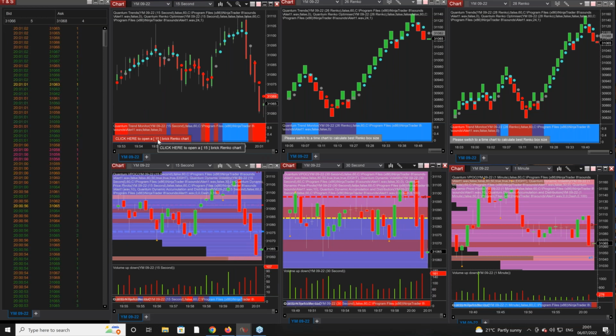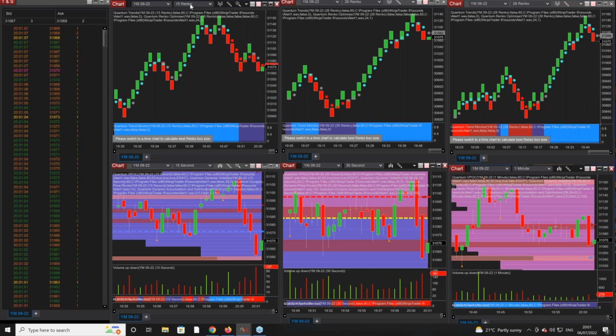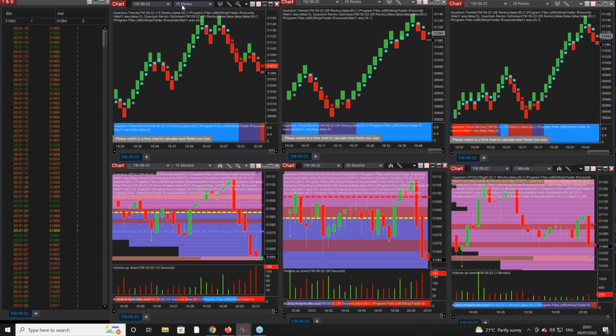And we've actually moved down a little bit now. We've actually gone to 15. We click on that. Now we're actually moving at 15 points per brick. That is the optimal size. So what this optimizer gives you is, hence the name, the Renko Optimizer, it gives you the optimal speed or the optimal size of brick. There's no guesswork involved here.